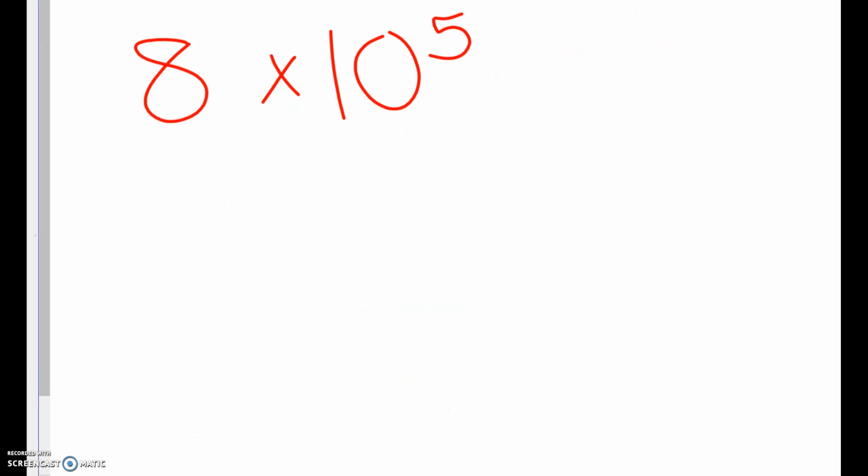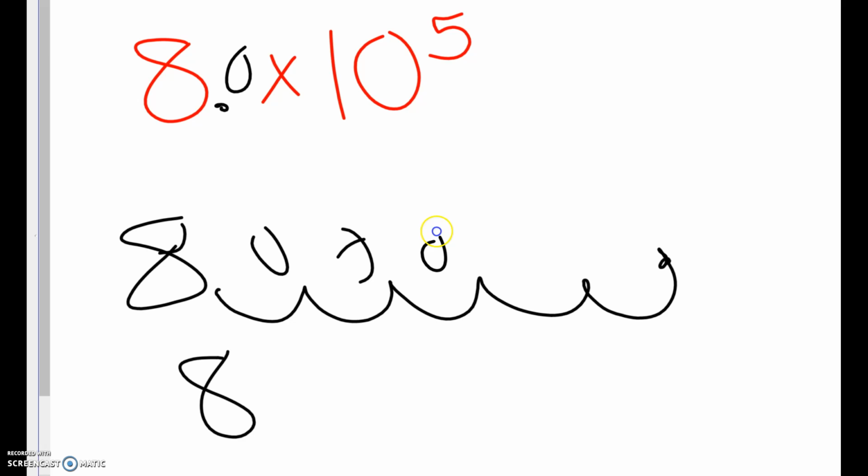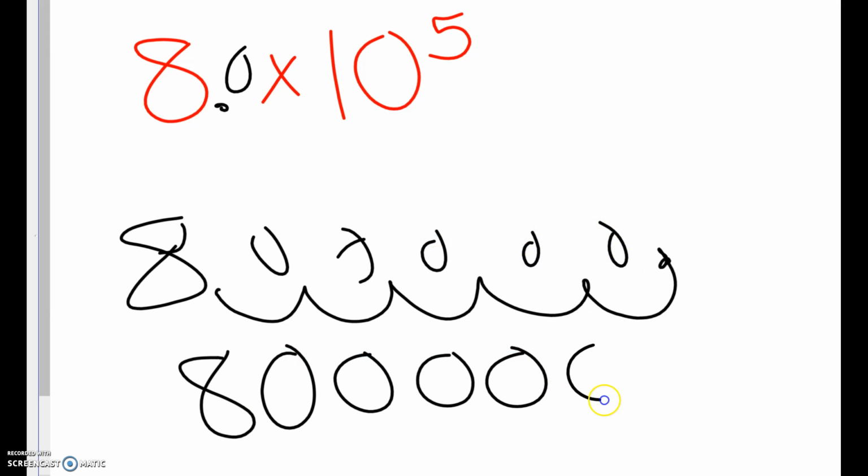All right. Let's take a look at this one. Guys, we have a problem with this one. I don't see a decimal point. But we know really our decimal point would be here because we could put 0.0 and it would still be 8. So I'm going to move it 1, 2, 3, 4, 5. 1, 2, 3, 4, 5. Fill in 5 zeros. I should have 800,000.